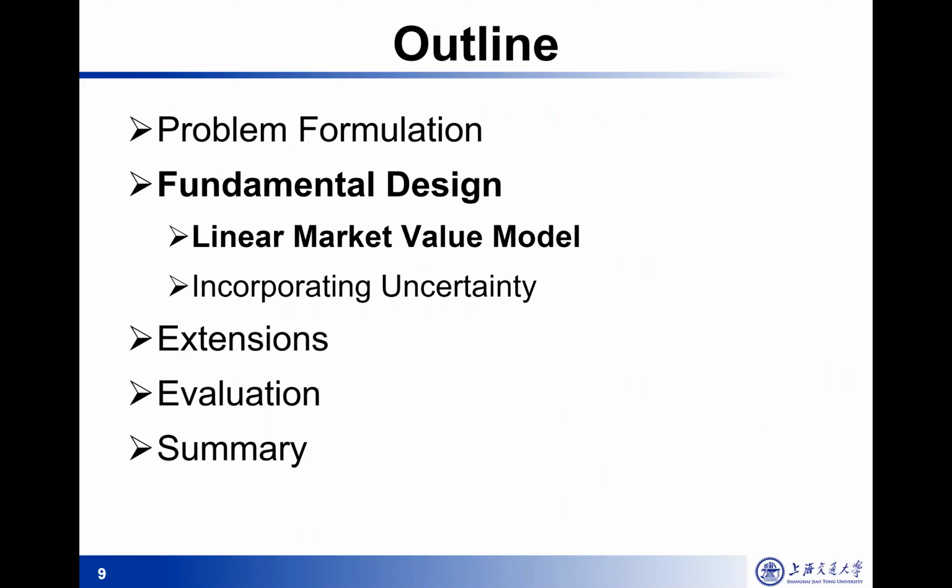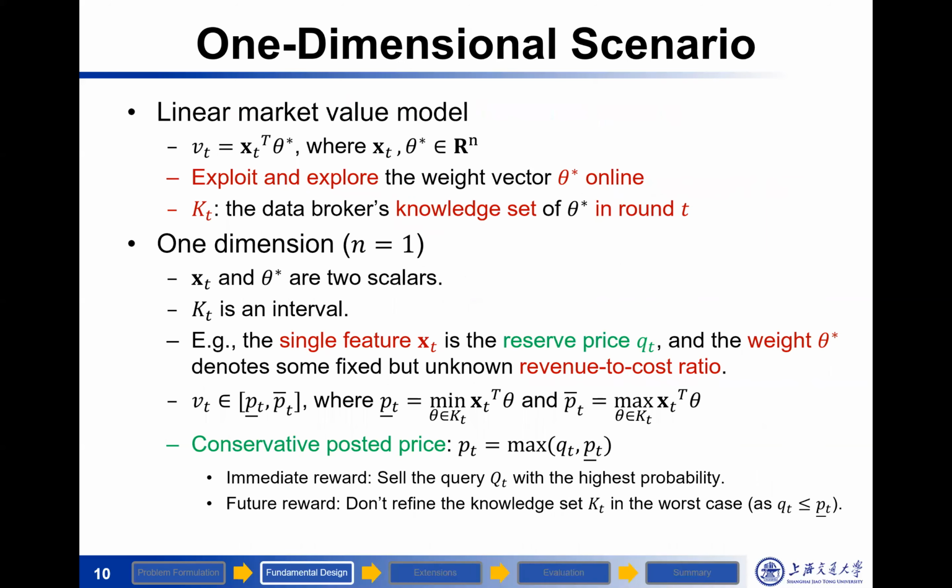Let's get into the fundamental design under linear market value model. The market value Vt is the dot product of the feature vector xt and an unknown weight vector theta star. The data broker needs to online exploit and explore the weight vector. We also let Kt denote the data broker's knowledge set of the weight vector in round t. We start with the one-dimensional case.